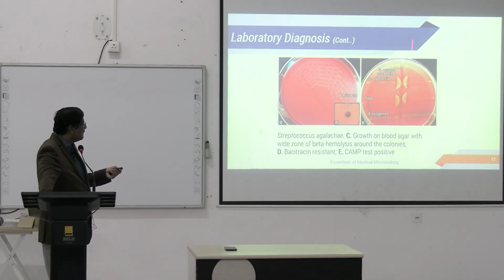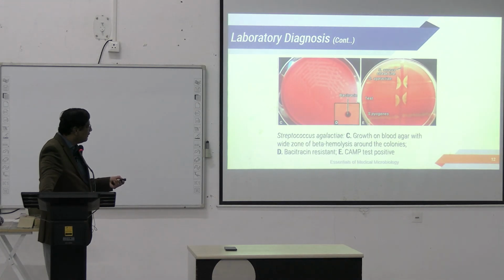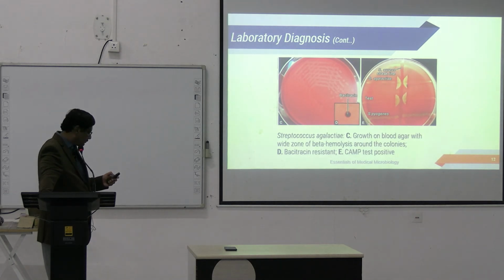So streaking with Staphylococcus aureus, and perpendicular to this is agalactiae. The test is also positive in suspected cases of this organism. It is the control, and this is the suspected case, which is also positive, and Streptococcus pyogenes is negative. Only beta hemolysis is seen, but there is no accentuation here. With the help of the CAMP factor, the accentuation occurs.